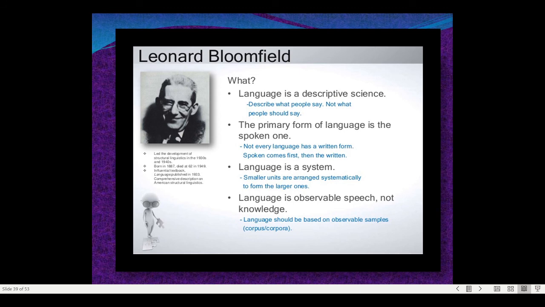And he says that it should be observable speech. You have to see it, feel it, and experience it. Language has to be physical and concrete. So these are the contributions by Bloomfield, which were later advanced and taken to a different level of generative grammar by Noam Chomsky.